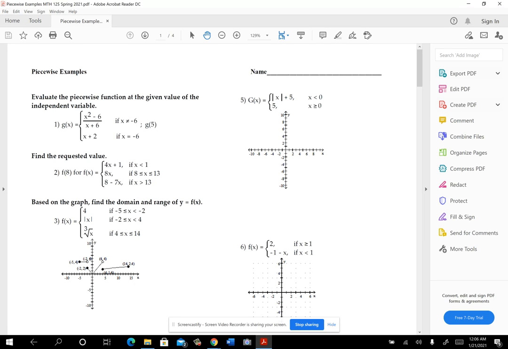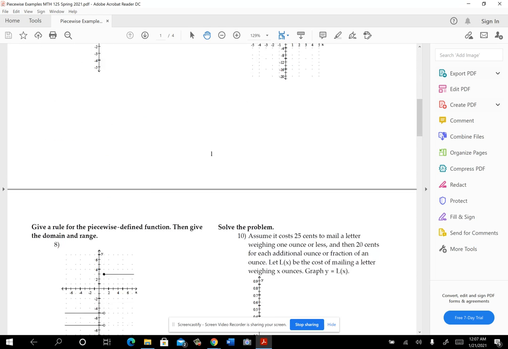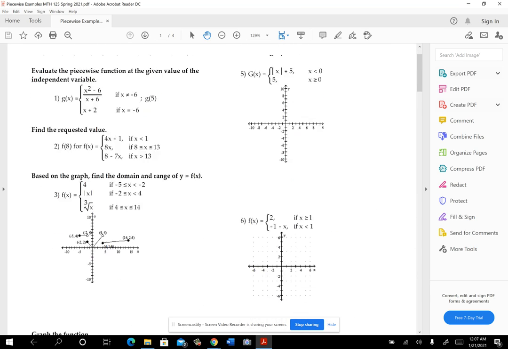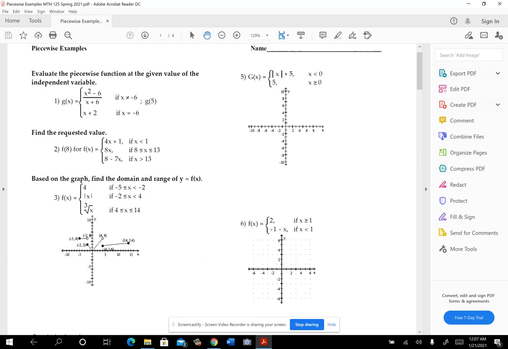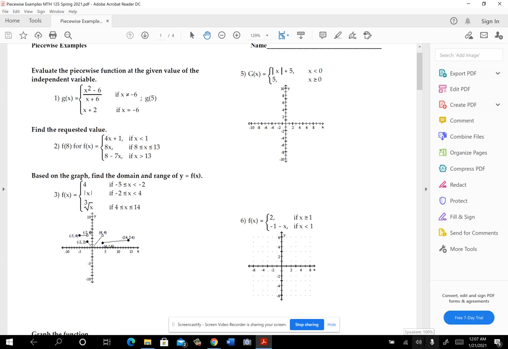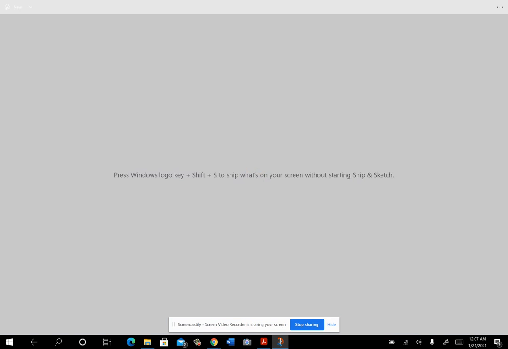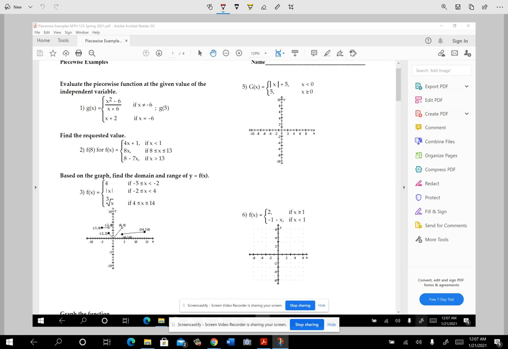So I just wanted to go through some examples. I'm going to try to do this pretty quickly because I want to get it posted and I'm tired. Okay, so on the first one, we're just evaluating. Oops, I got to snip it. Let me see if I can.